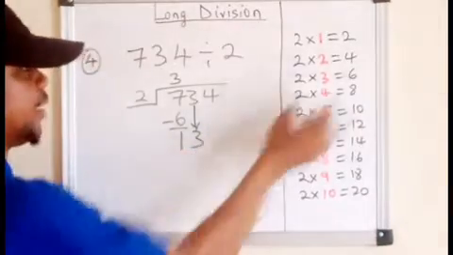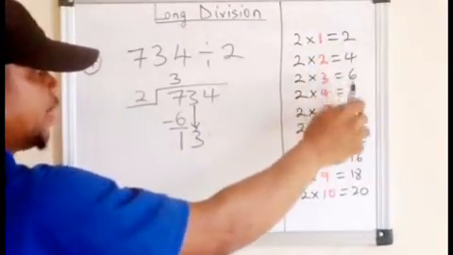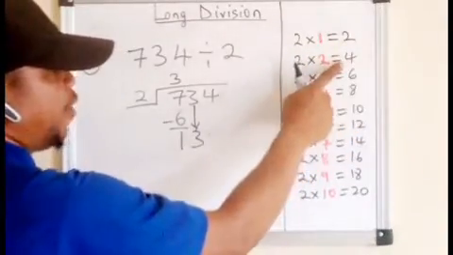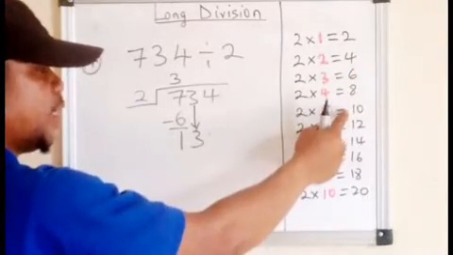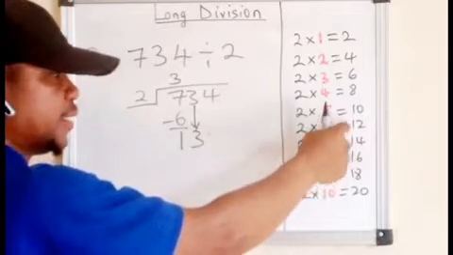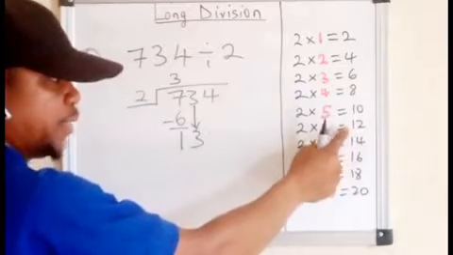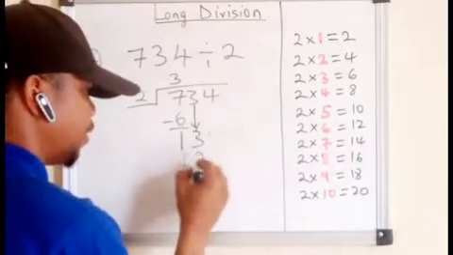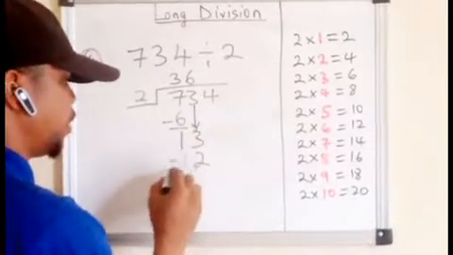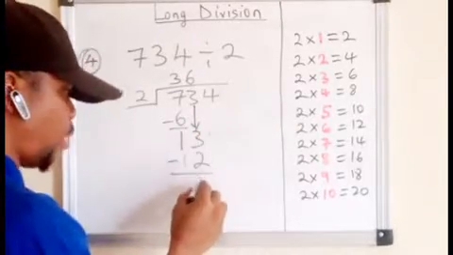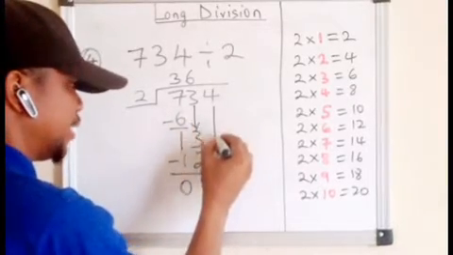So we look for 13 in this timetable. No 13. 2 is smaller than 13. 4 is smaller than 13, 6 is smaller than 13, 8 is smaller than 13, 10 is smaller than 13, 12 is smaller than 13, 14 is bigger than 13. We go back one step and pick 12. Write down 12 here. The middle number here is 6. Write it on top, and then we subtract. 3 minus 2 is 1. 1 minus 1 is 0. Finally, we'll bring down the last digit.